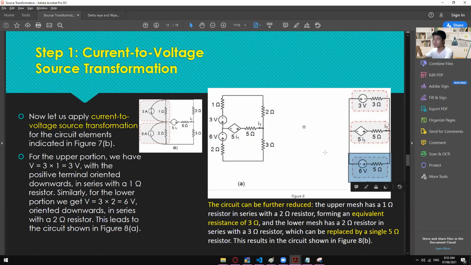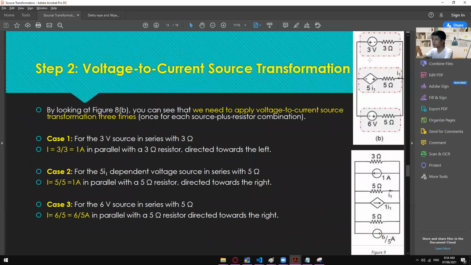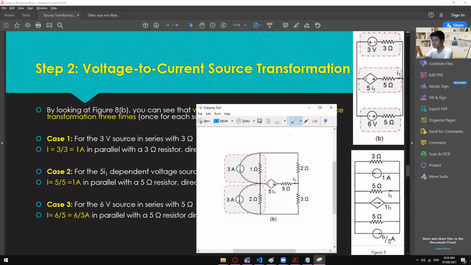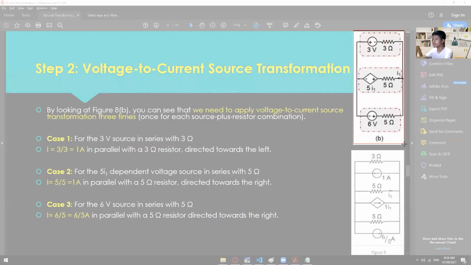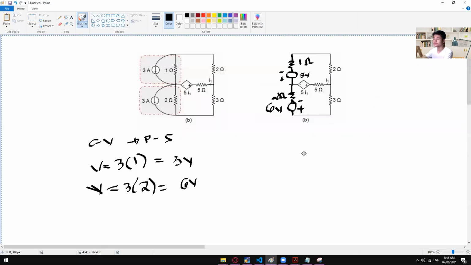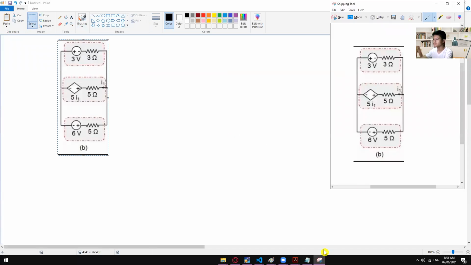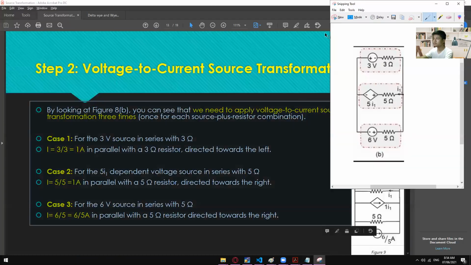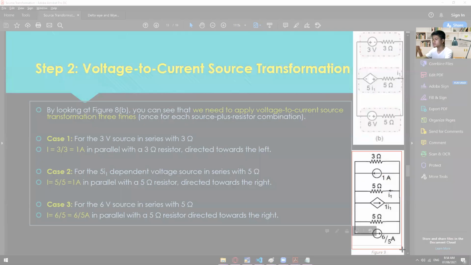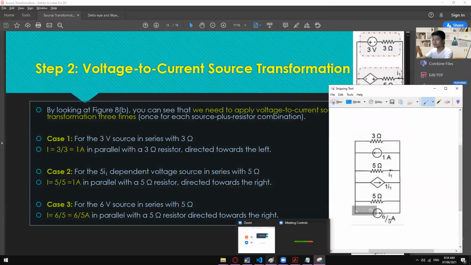Then we will just check the polarity of our current. If they have the same flow of current, we just add them, and if they are not, then we just deduct the smaller current. All right, so from here we can transform this into something like this. So let me just get this one into a current source.